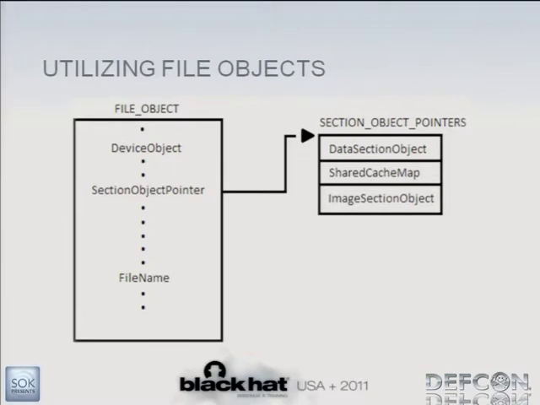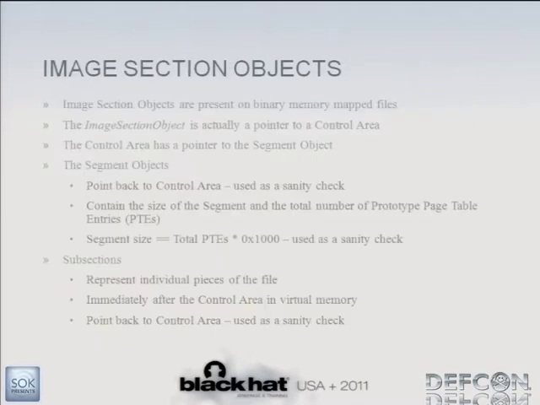It contains a pointer to that section. It contains a pointer called section object pointers, and section object pointers only has three members. And WinDbg will tell you all this, or Rasanovich might as well. So image section objects are very interesting to us in forensics and IR because they represent binaries that are loaded in memory. So if a binary is loaded up, the Windows loader is going to create a section object for that binary.